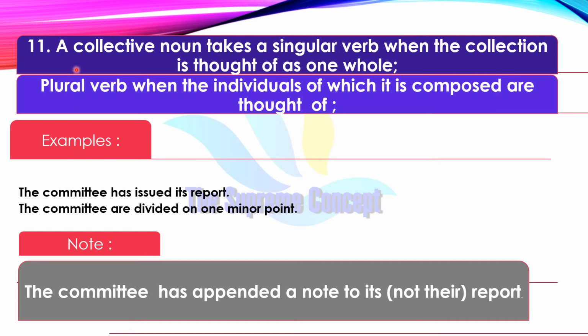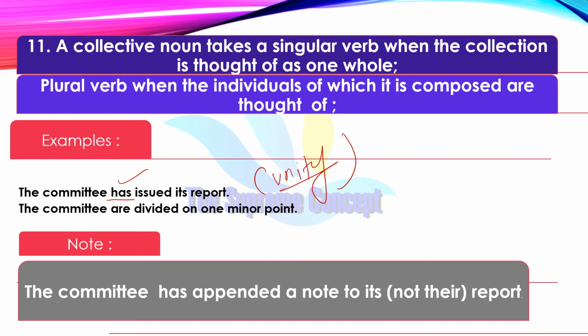Rule number 11. A collective noun takes a singular verb when the collection is thought of as one whole. Let us understand this. The committee has issued its report. So here for committee we used has, singular verb form, because the committee here showed a singular thought. It actually shows unity. For unity we are using the singular verb form has.